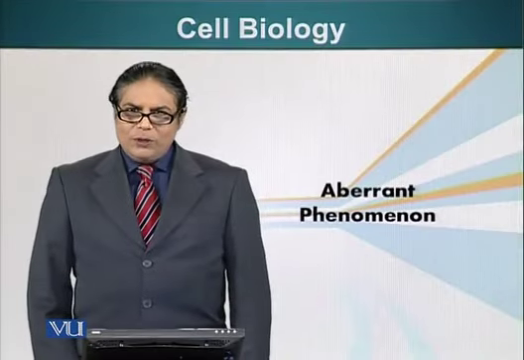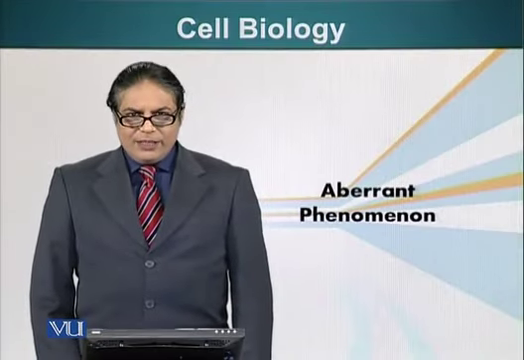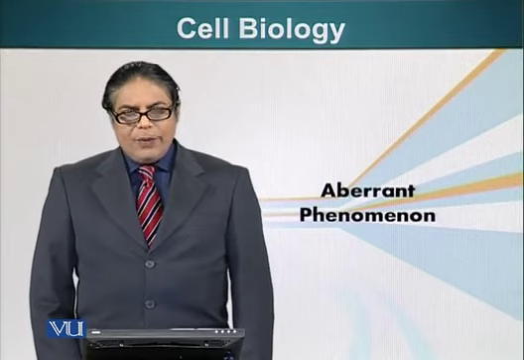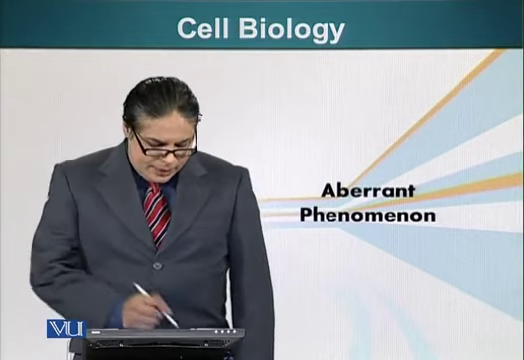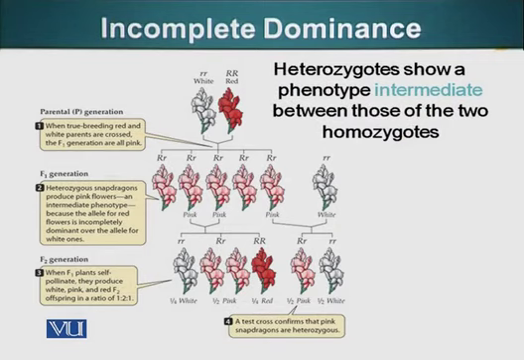In this module, we'll talk about patterns of inheritance that don't follow Mendelian genetics. So let's look at the first category, incomplete dominance. In this pattern of inheritance, heterozygotes show an intermediate phenotype, sort of like blending.